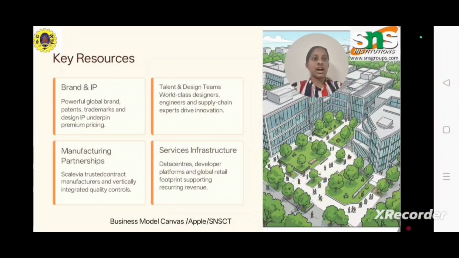Apple's key resources are its strong global brand, patents, and intellectual property, which help maintain customers' trust and premium pricing. The company also relies on talented designers, engineers, and software developers to create innovative products. Manufacturing partners like TSMC and Foxconn ensure large scale production, while Apple's global retail stores, data centers, and digital platforms support its products and services worldwide.